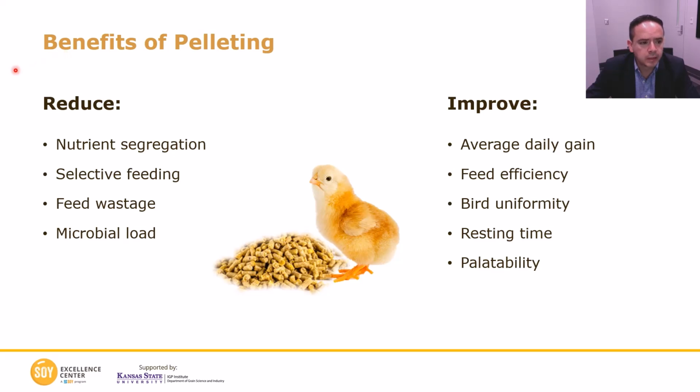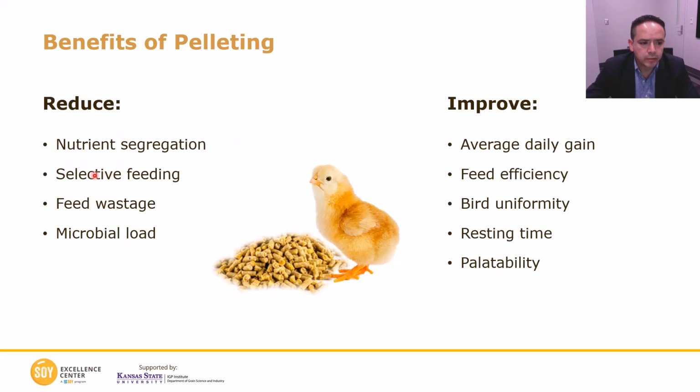Even though pelleting is an expensive process, there are several benefits of pelleting that compensate the cost of pelleting. Some of the benefits of pelleting include the reduction in nutrient segregation, because once the mixed feeds are agglomerated, they are not going to separate. Typically, if you have mash feed, the coarse particles are going to segregate from the small particles, or the particles that are denser than others are also going to segregate.